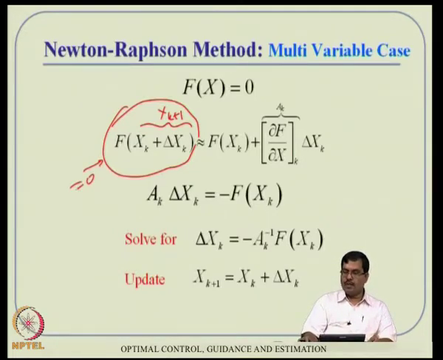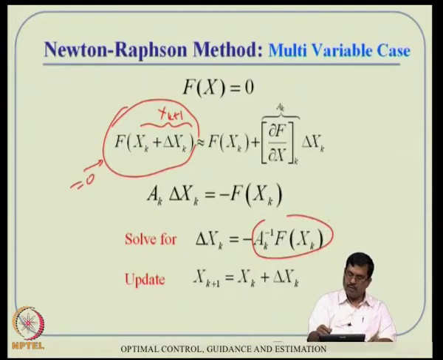Now, if that happens, then I define this as ak plus 1. I define this del f by del x evaluated at k as ak, something like that, and then the equation tells me that ak times delta xk is nothing but the negative of this particular thing, f of xk, and hence delta xk is nothing but ak inverse fk. And remember, whenever you see this kind of a thing, you can use Gaussian elimination.